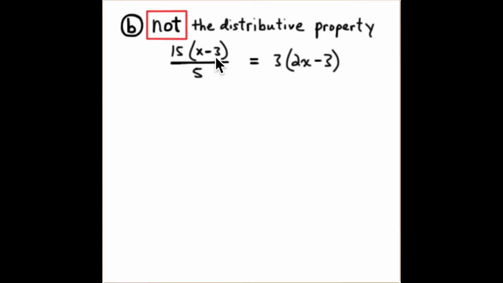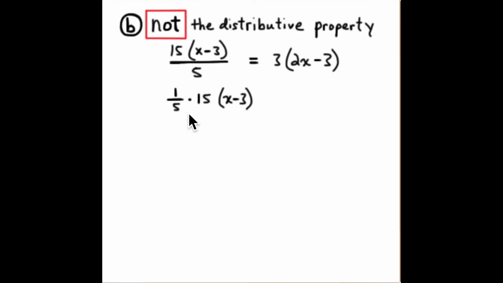So you can simplify this expression by dividing 15 by 5. And then you're going to get 3, and you can divide through by 3. So we'll get to that in just a second. But the inverse operation of division is multiplication, and the multiplicative inverse of 5 is 1/5. So this is the same thing. Dividing by 5 is the same as multiplying by 1/5. And 1/5 of 15 is 3.